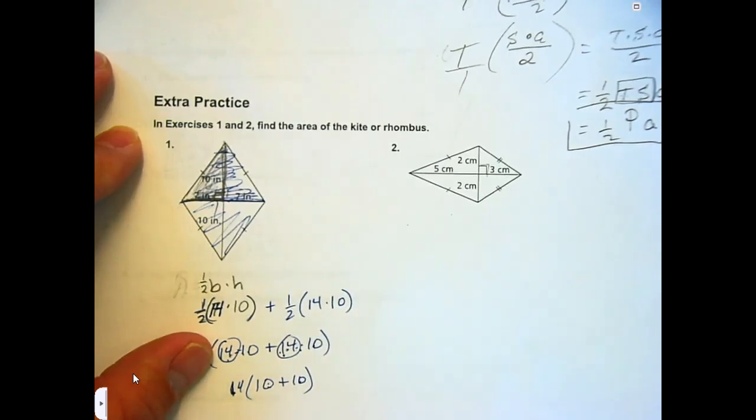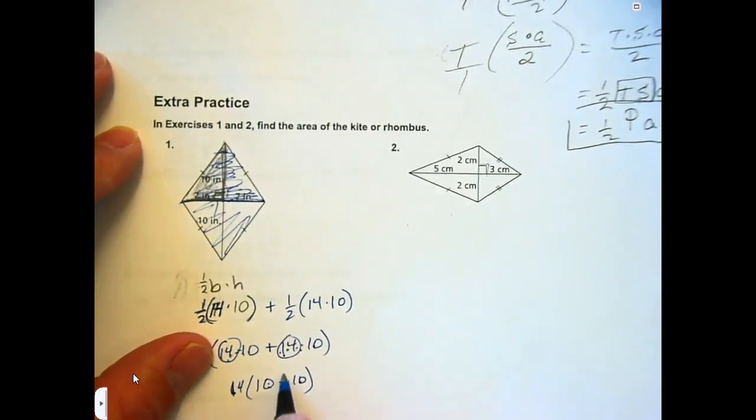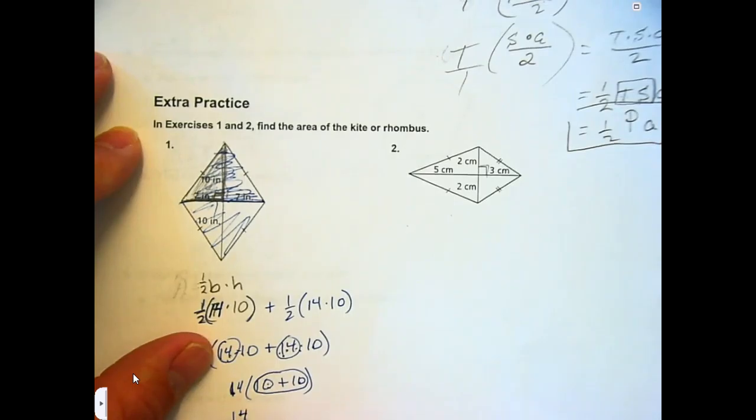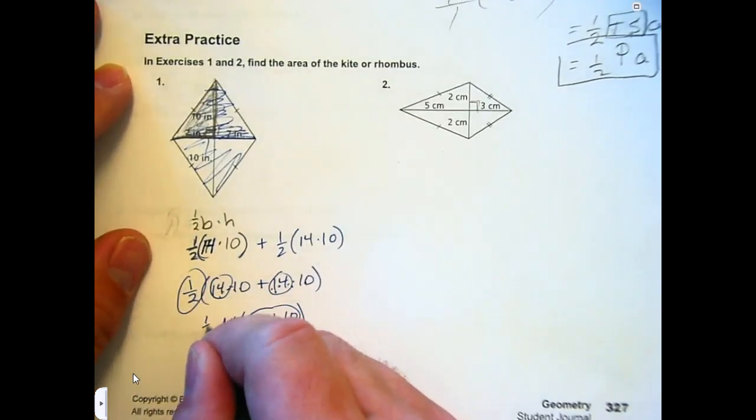How many are with me? I'm trying to help you review some algebra factoring as well. Okay? This 10 plus 10 is 20. Everyone good? Let's not forget the 1/2 that's out here.